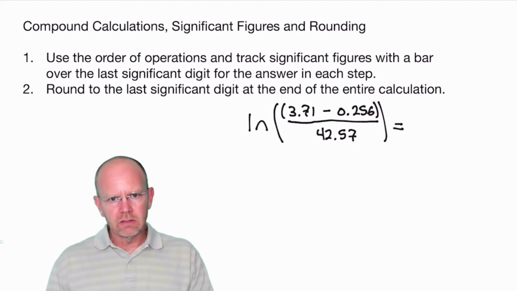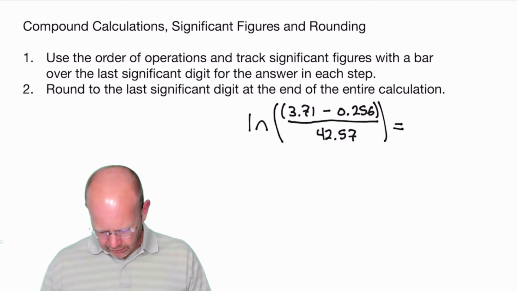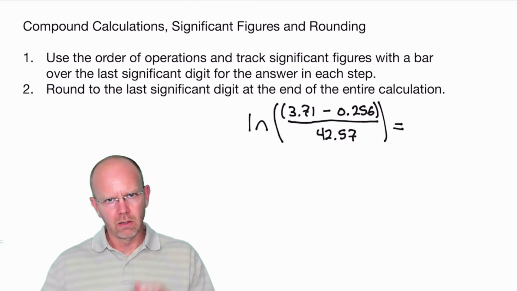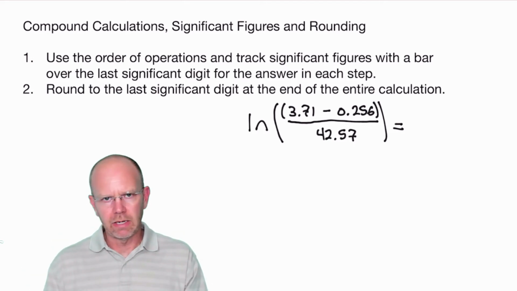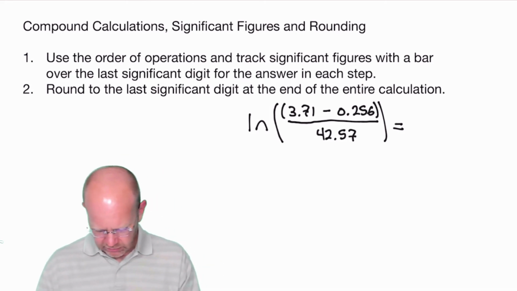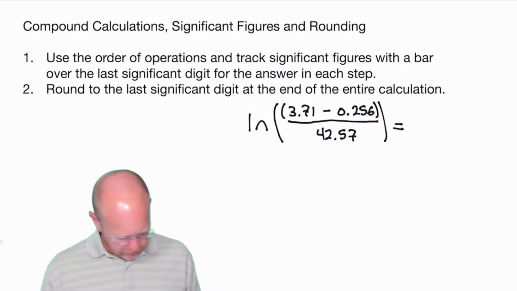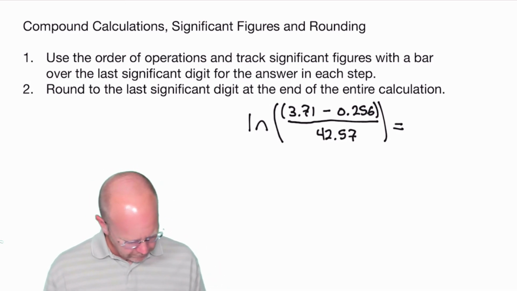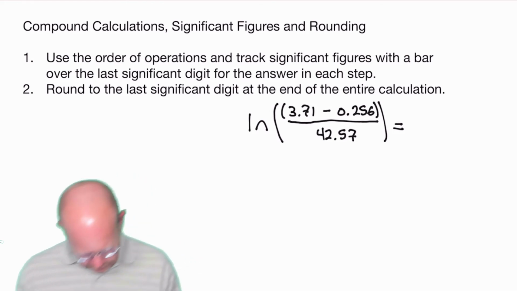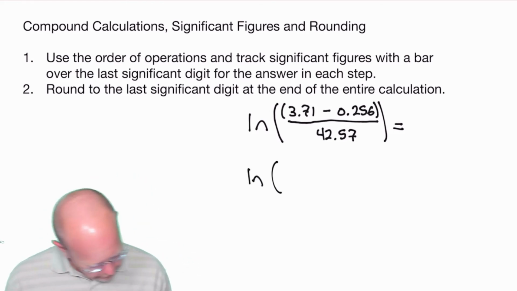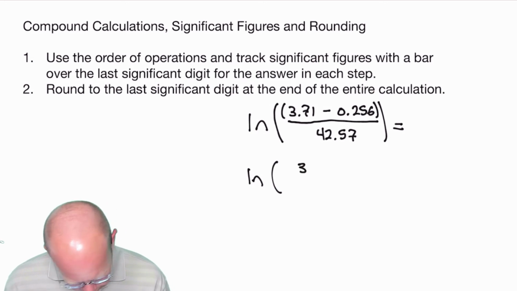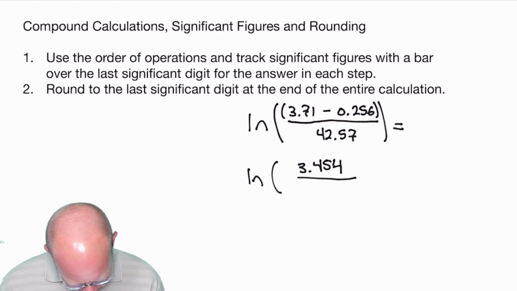So in this computation, the first thing that I would do is start with the subtraction problem, the one that's in the brackets. Order of operations tells us, because that's in parentheses, we need to do that subtraction first. And we know we are limited to the hundredths place in the answer, so I'm going to take 3.71 minus 0.256. And so this simplifies to 3.454, and I'm going to indicate the sig figs here in just a second.